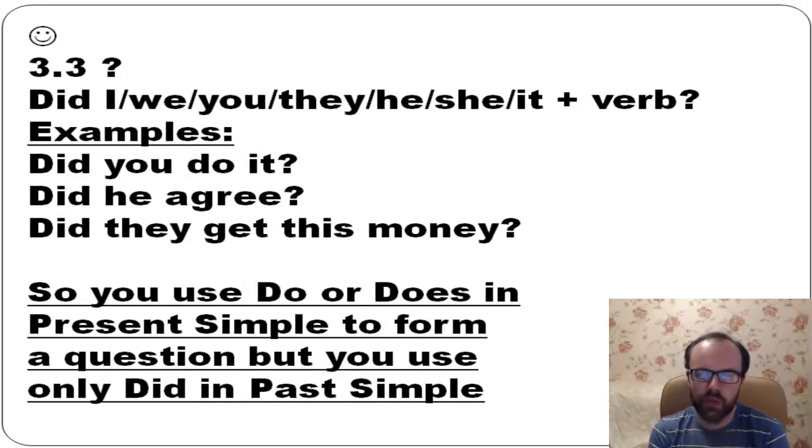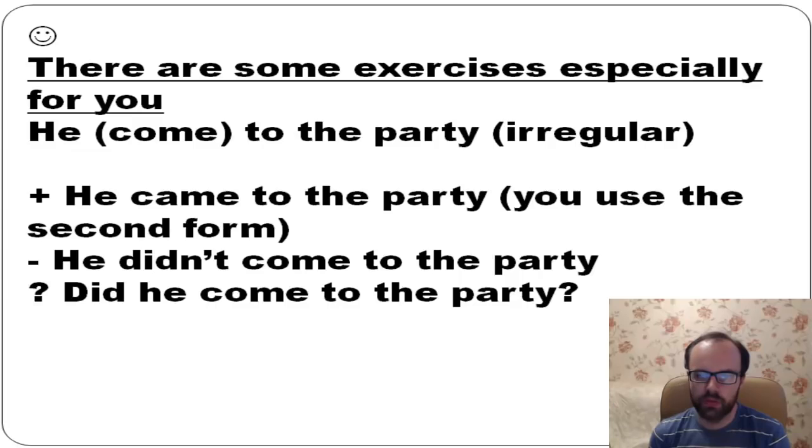So, did I, we, you, they, he, she, it plus verb. Examples. Did you do it? Did he agree? Did they get this money? You use do or does in present simple to form a question, but you use only did in past simple. There are some exercises especially for you. So, he came to the party, you use the second form. He didn't come to the party. Did he come to the party?